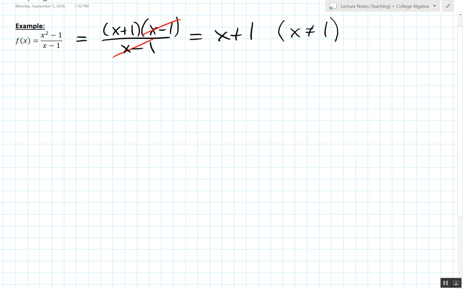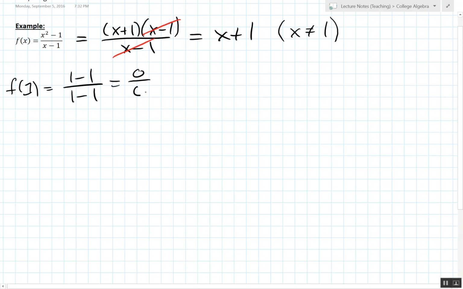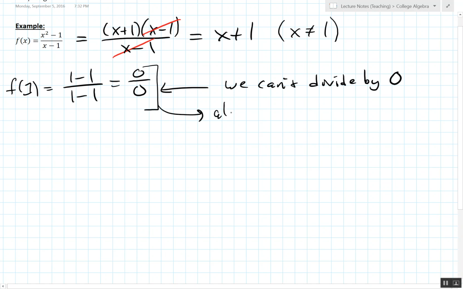And why can't x be equal to 1? Well, if we evaluate f at 1, we'll get 1 minus 1 in the numerator, but we'll also get 1 minus 1 in the denominator, which is 0 over 0. And as we know, we can't divide by 0. One thing a student may try to do is to say, well, these cancel and become 1. Well, we also can't cancel 0.